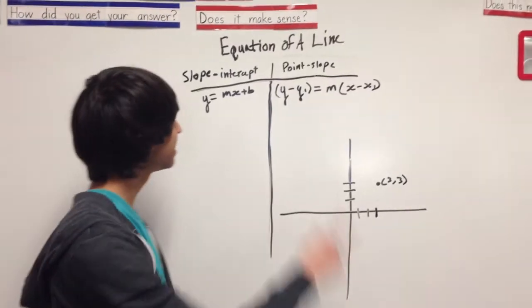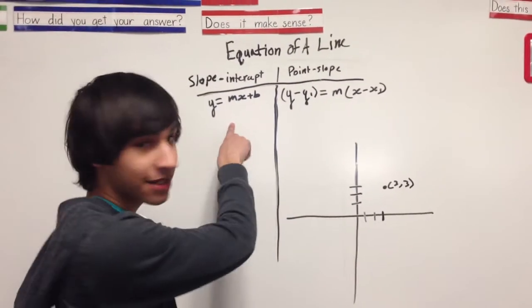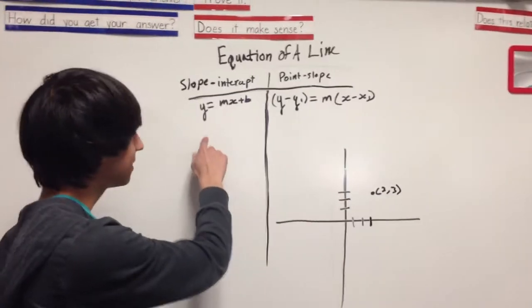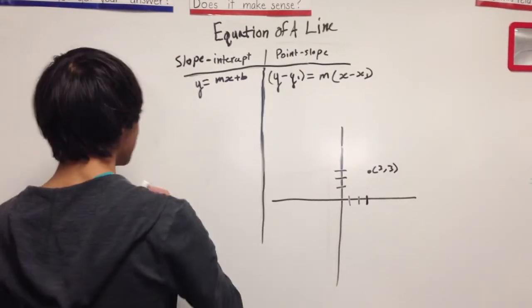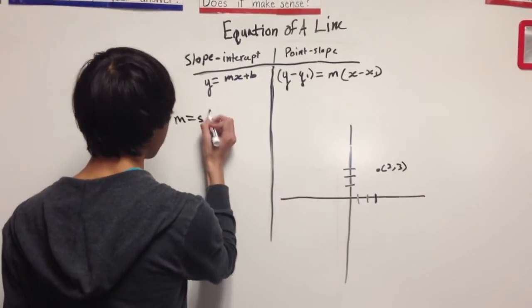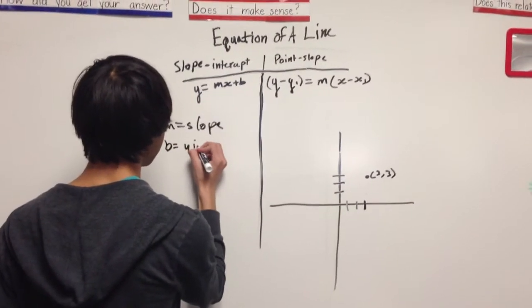So this is how you find the equation of a line. There's 2 different ways to show that: slope-intercept form and point-slope form. The slope-intercept form, you do y equals mx plus b. M stands for slope, and b stands for the y-intercept.